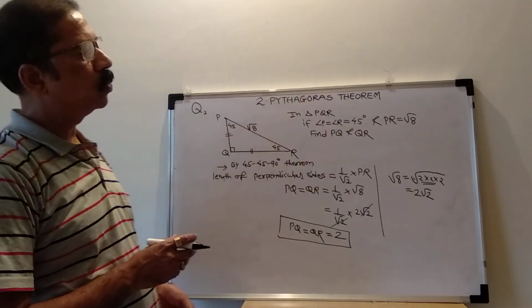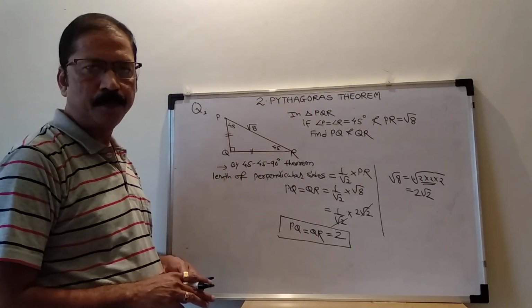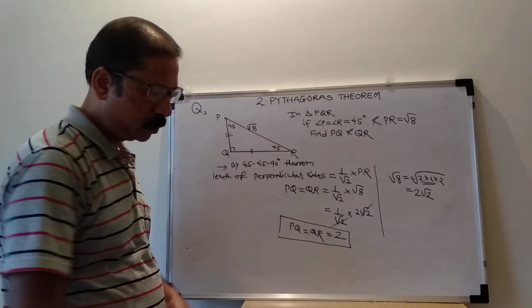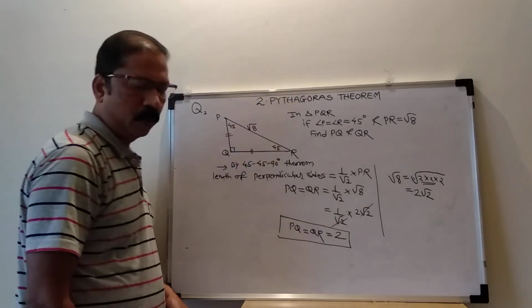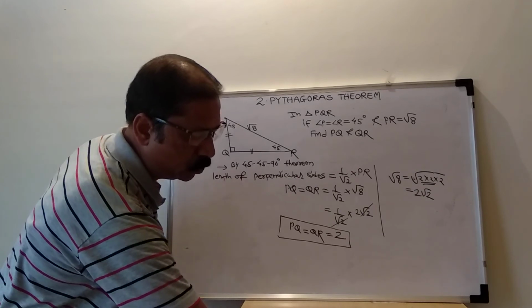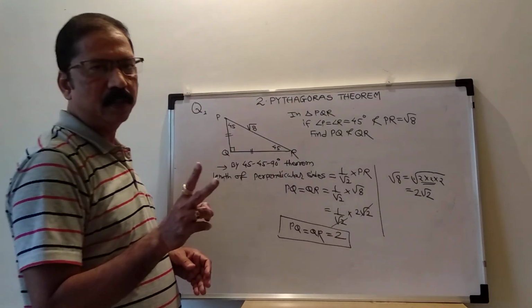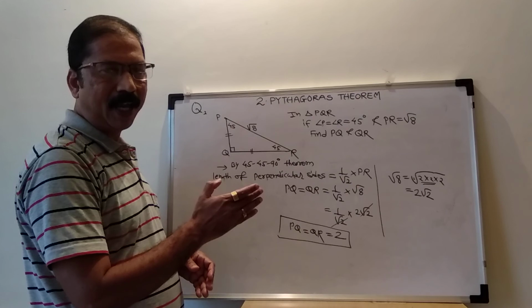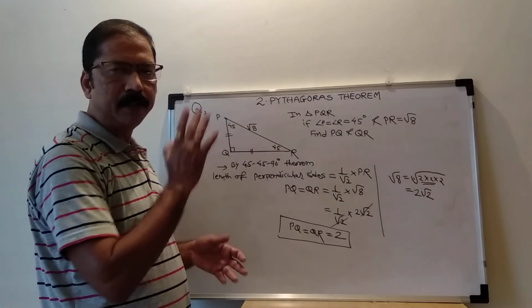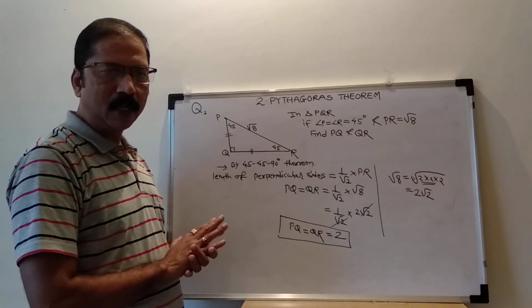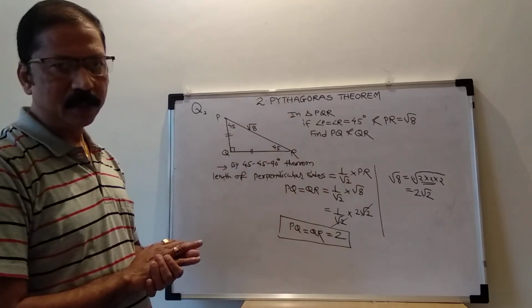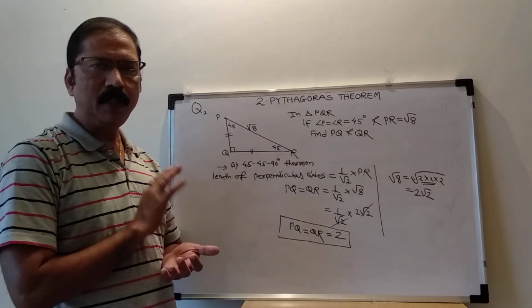Like this, you have to solve the sum by using the formula. So today we learned two properties, the 30-60-90 degree and 45-45-90 degree properties, and some sums related to those two properties. I hope you have understood that.